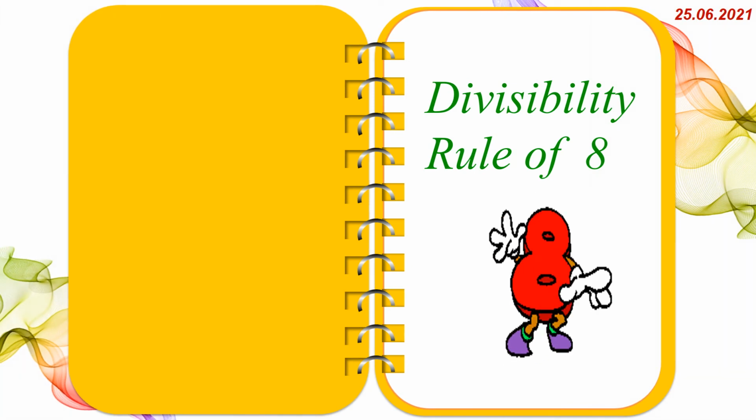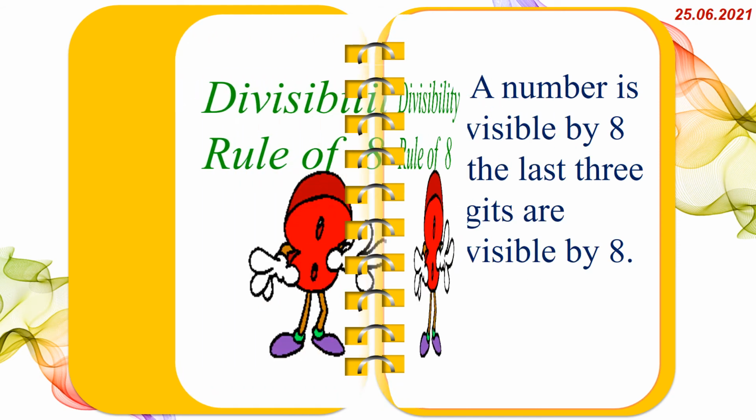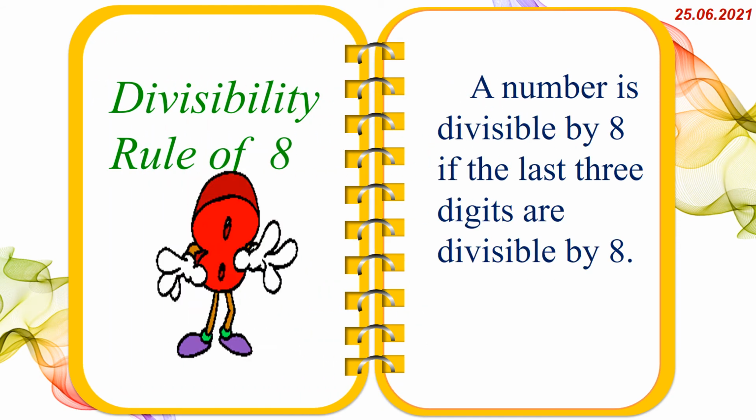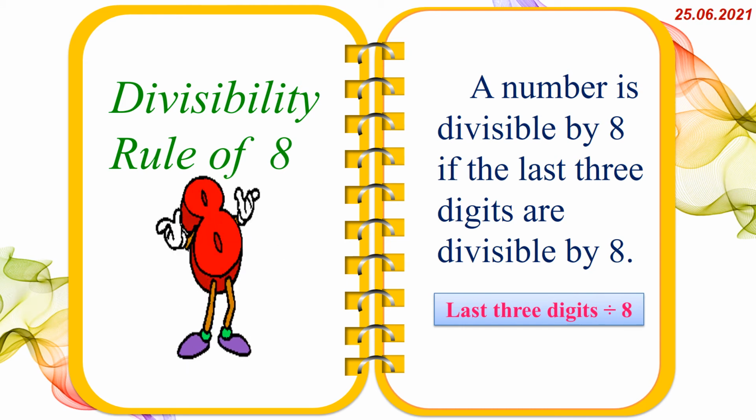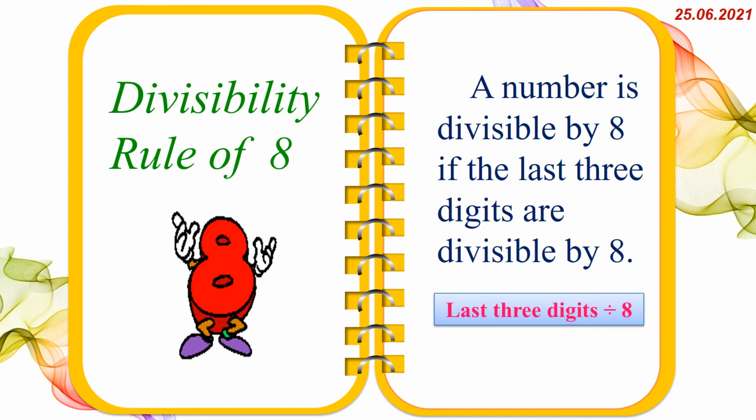Coming to the divisibility rule of 8. So, a number is divisible by 8 if the last 3 digits are divisible by 8. That is, if the last 3 digits are divisible by 8, then the given number is divisible by 8. Okay, children.